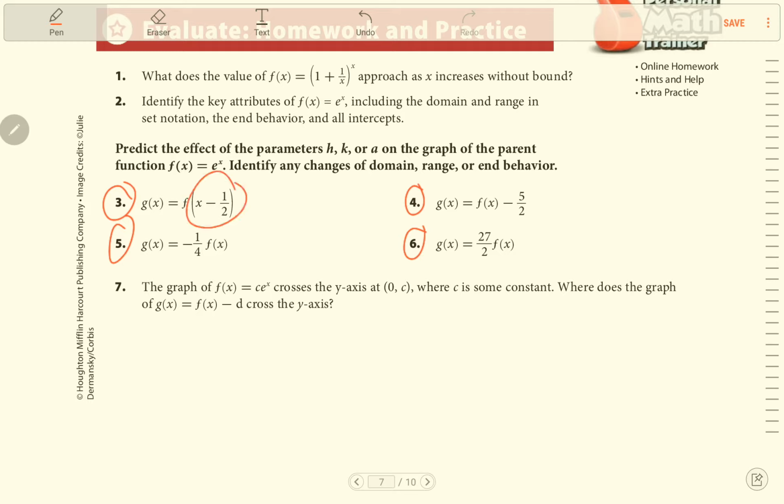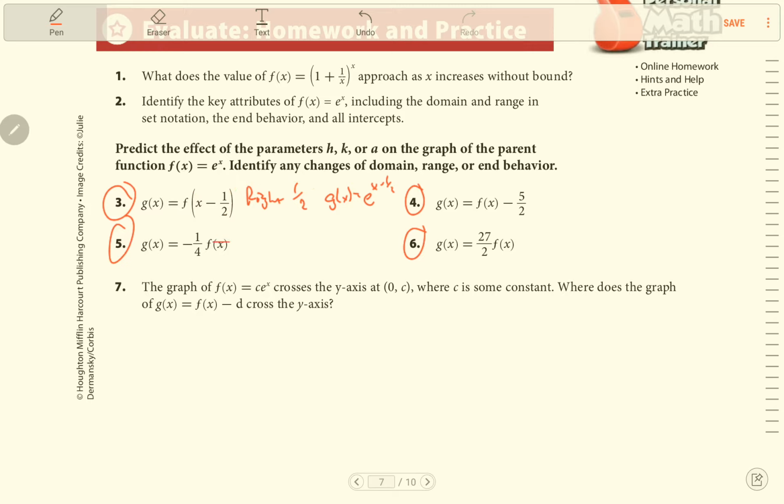So here we see we have x minus 1/2. The minus 1/2 is in with the x, right? So that's going to affect moving left or right. Since it's a minus 1/2, we're going to go right 1/2. Since our function is e to the x here, when you see f of x minus 1/2, that's really saying g of x is e to the x minus 1/2 power, like that. That x minus 1/2 goes up in the exponent there.